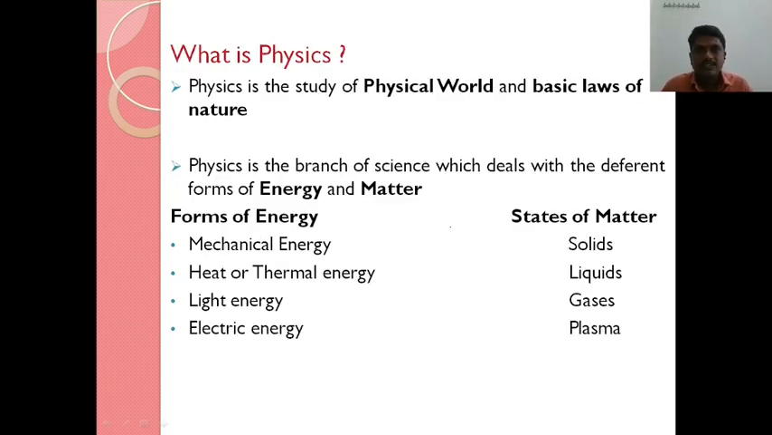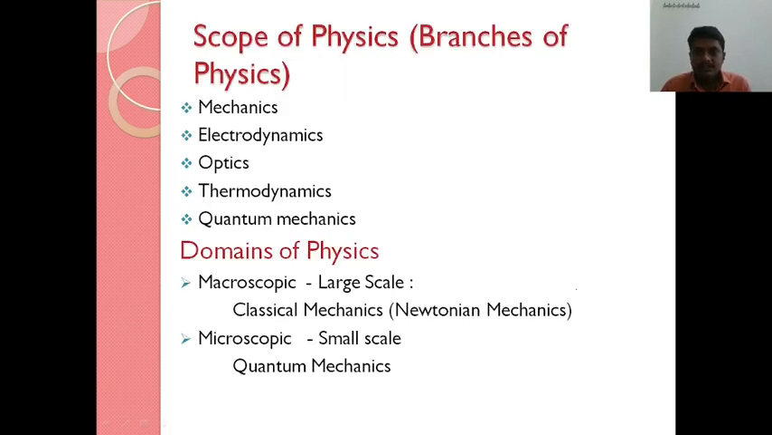What is physics? Physics is the study of the physical world and basic laws of nature. It can be defined in another way: physics is the branch of science which deals with the different forms of energy and matter. And we already defined what is energy and what is matter. Okay, and the scope: different branches of physics are mechanics, electrodynamics, optics, thermodynamics, quantum mechanics. The domain has two ranges: macroscopic physics, nothing but classical mechanics, which uses Newton's laws; and the smaller scale, quantum mechanics, which uses Einstein's principles, etc.